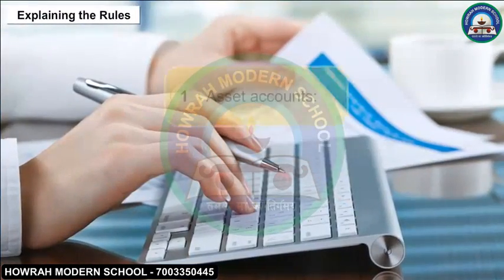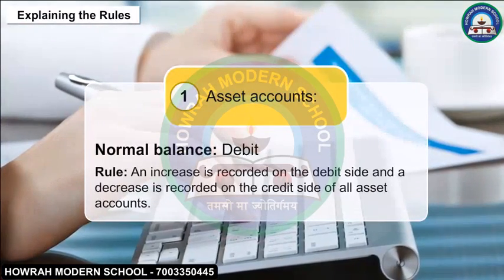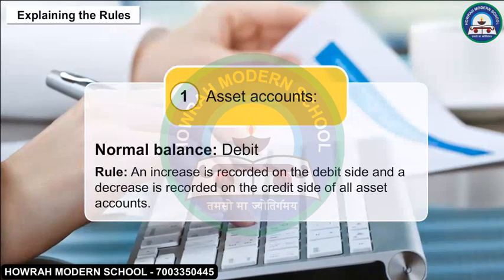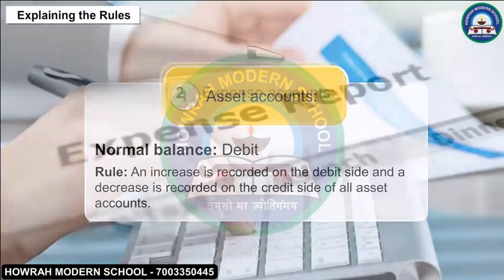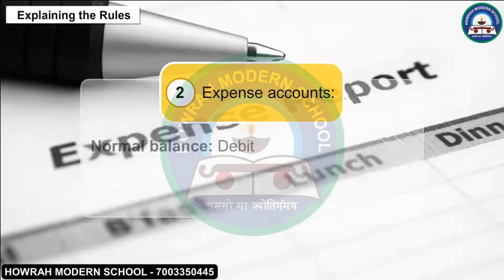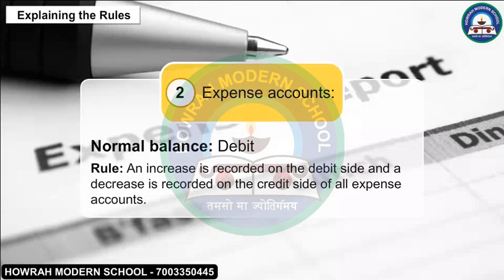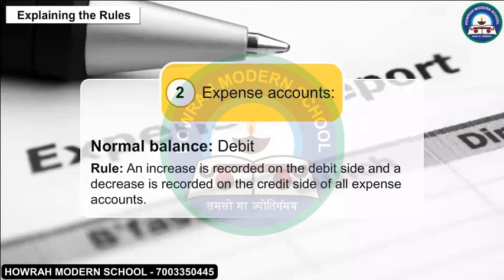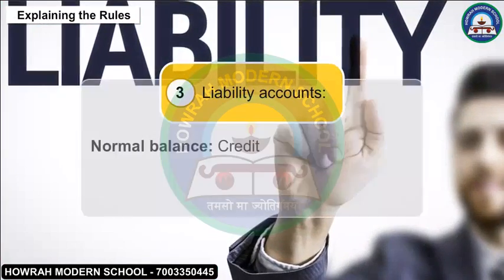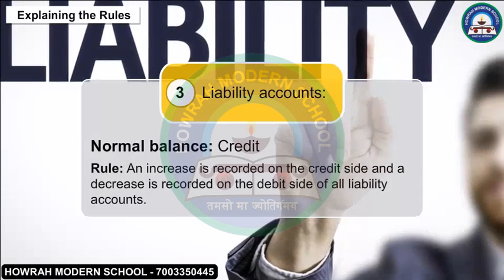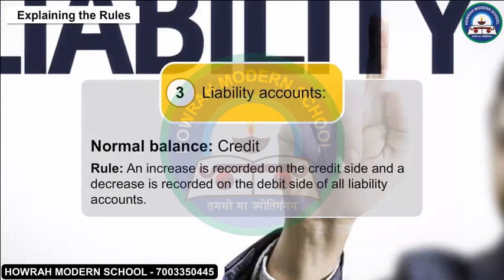Explaining the rules. 1. Asset accounts, normal balance, debit. Rule: an increase is recorded on the debit side and a decrease is recorded on the credit side of all asset accounts. 2. Expense accounts, normal balance, debit. Rule: an increase is recorded on the debit side and a decrease is recorded on the credit side of all expense accounts. 3. Liability accounts, normal balance, credit. Rule: an increase is recorded on the credit side and a decrease is recorded on the debit side of all liability accounts.